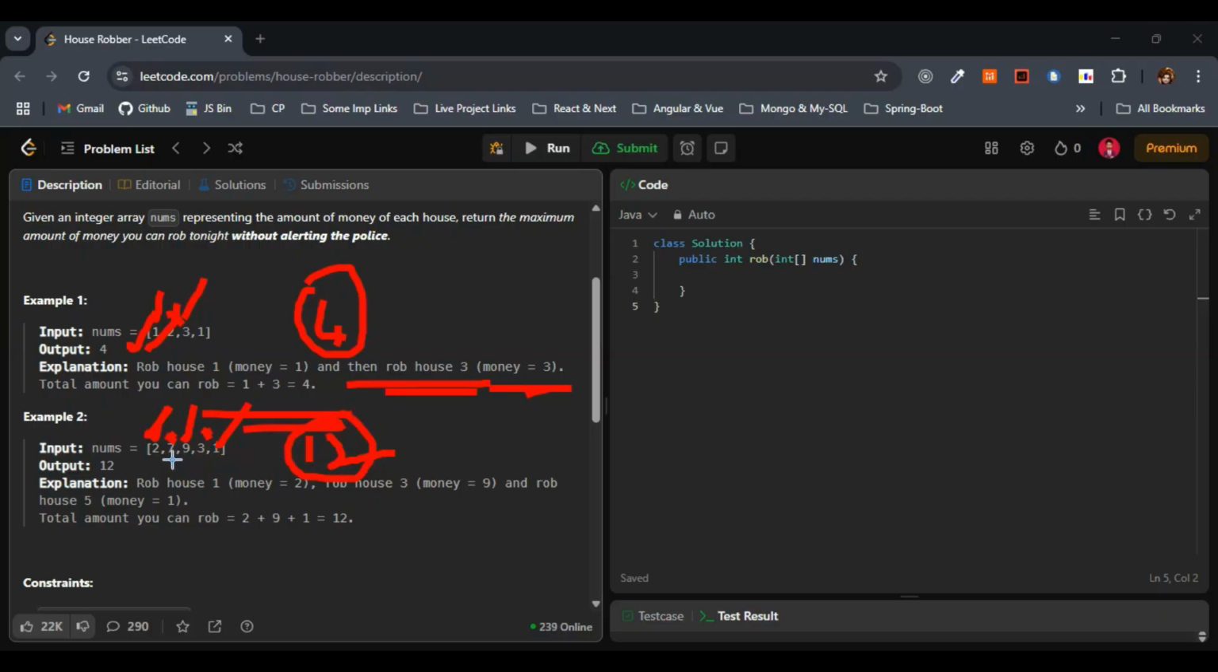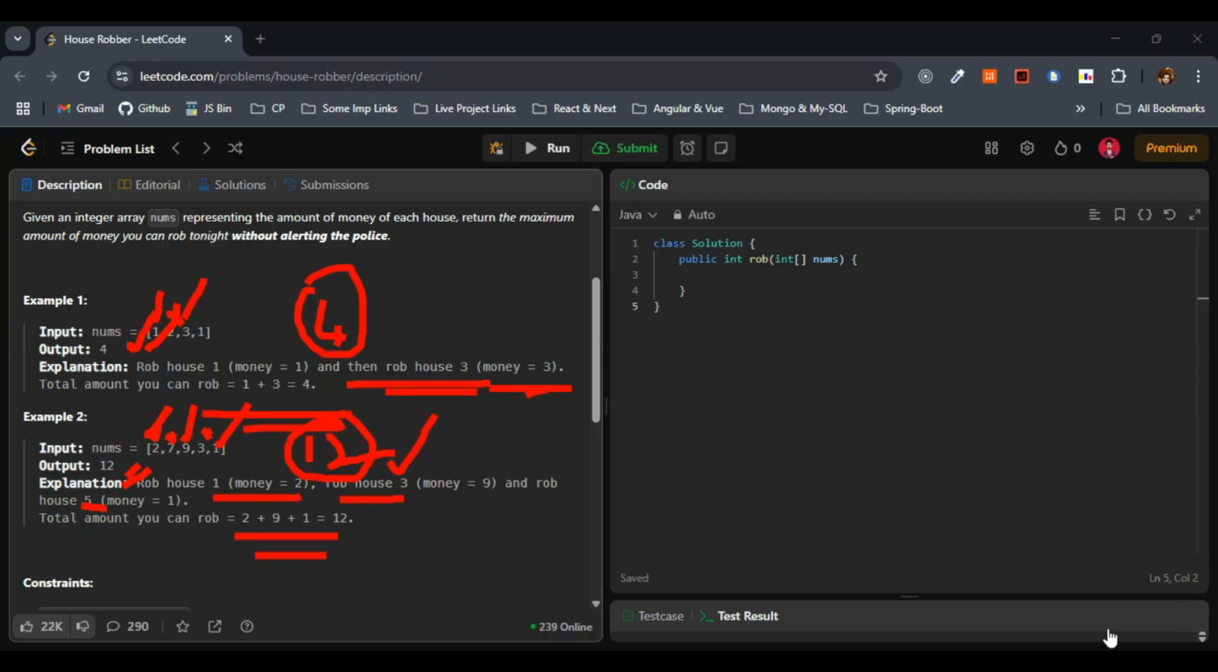In this case we can go with either 2 and 4 as well. In this case it will give us 7 plus 3, 10. Basically we have to ignore that one. So in this case we have to return 12. That's what they have written here. Rob house 1, money 2, then rob house 3, and then rob house 5. Nothing but 2 plus 9 plus 1 will lead us to 12. So that's what we need to return.